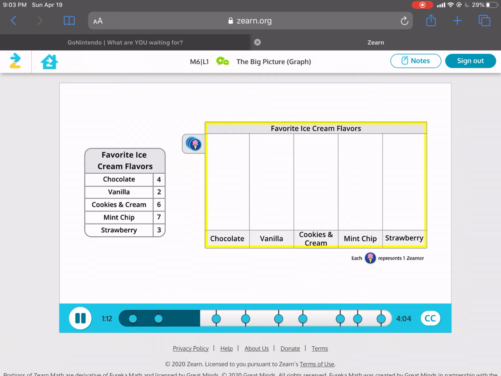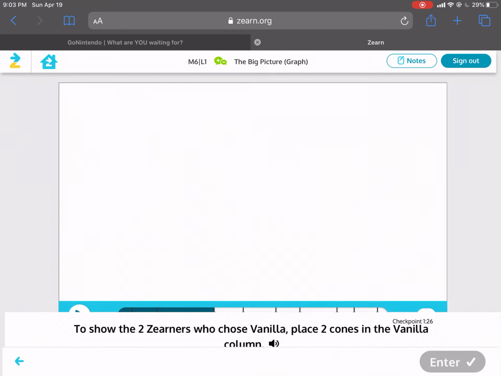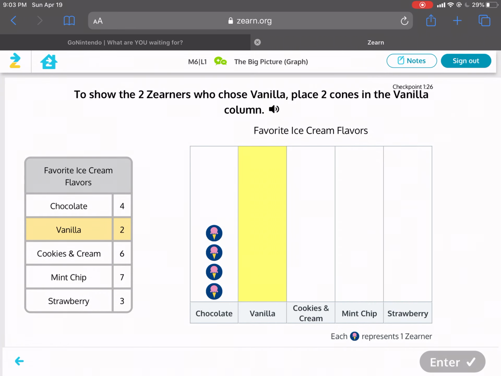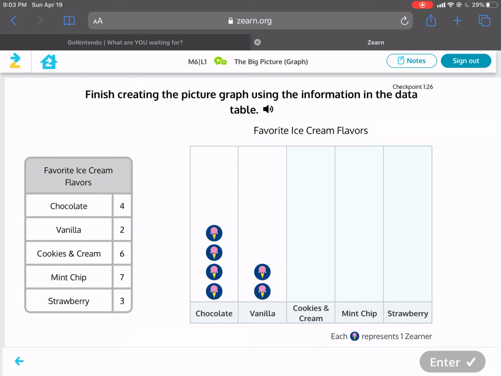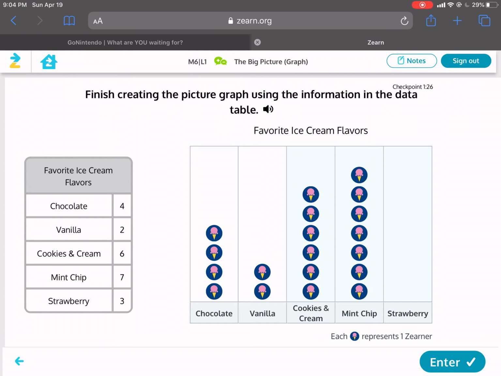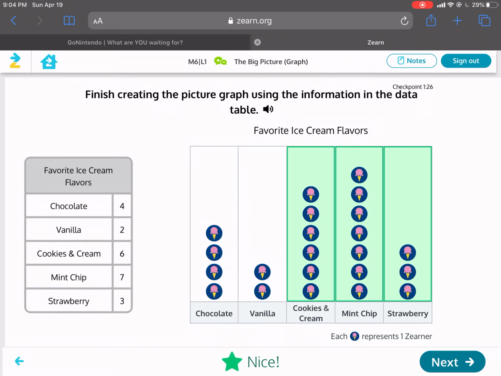This picture graph lists all of the flavors in the survey at the bottom. Each cone represents 1 Zerner. To show the 4 Zerners who chose chocolate, I'll put 4 cones in the chocolate column. Your turn. Let's do the same with vanilla. I see that 2 Zerners chose vanilla. I know that 6 Zerners chose cookies and cream. For mint chip, there are 7 Zerners who chose that, and strawberry, 3 Zerners chose strawberry.